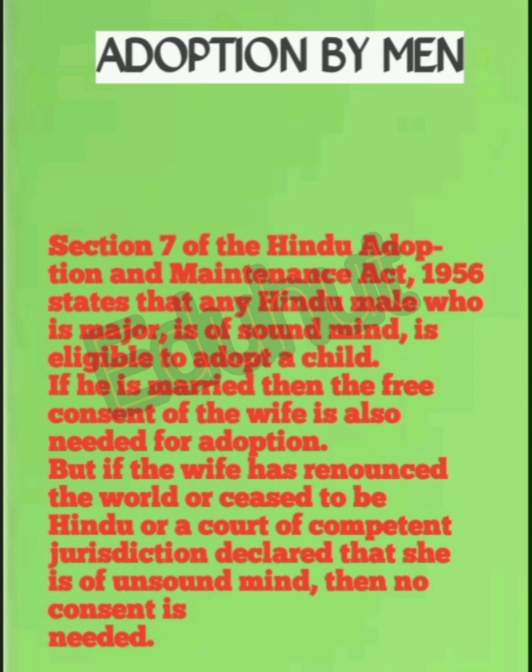Adoption by men. Section 7 of the Hindu Adoption and Maintenance Act 1956 states that any Hindu male who is major and of sound mind is eligible to adopt a child. If he is married, then the free consent of the wife is also needed for adoption. But if the wife has renounced the world or ceased to be Hindu, or a court of competent jurisdiction has declared that she is of unsound mind, then no consent is needed.